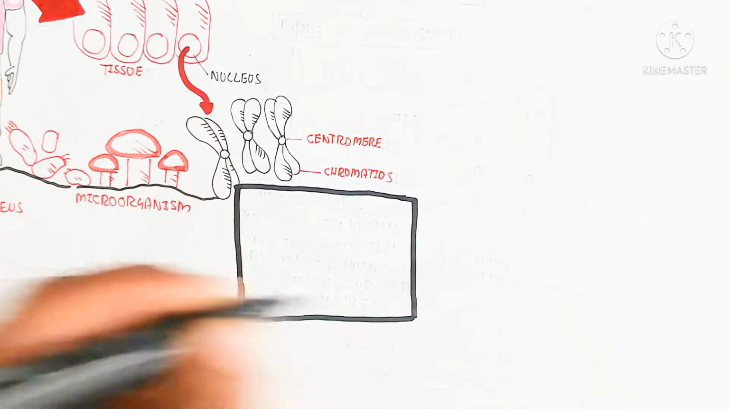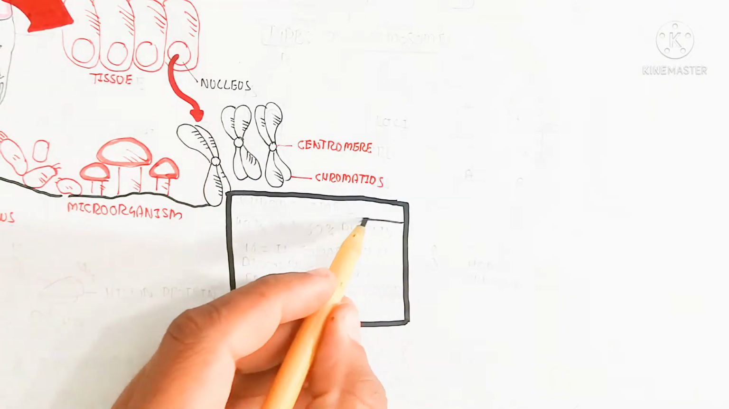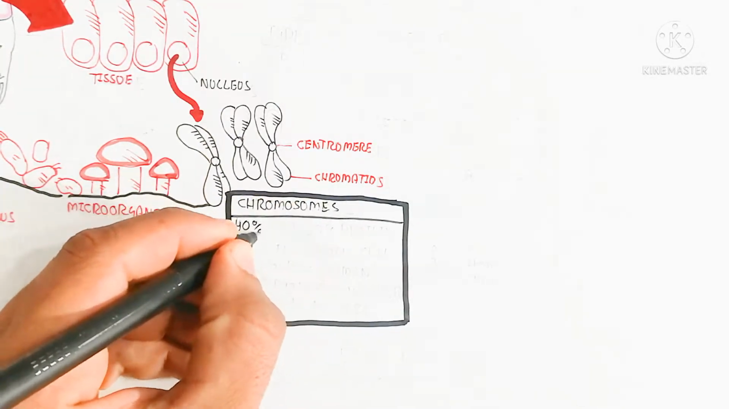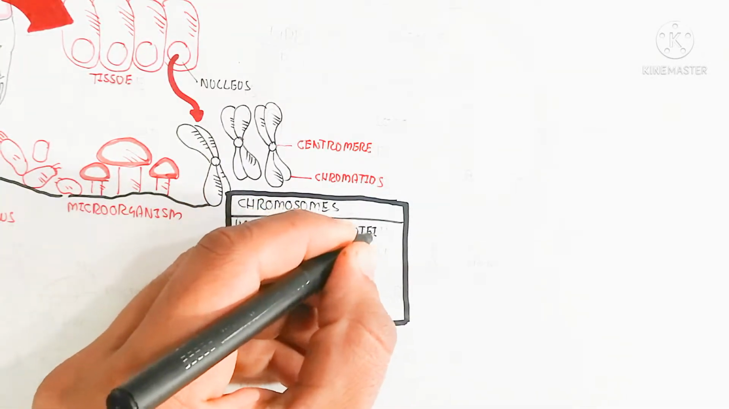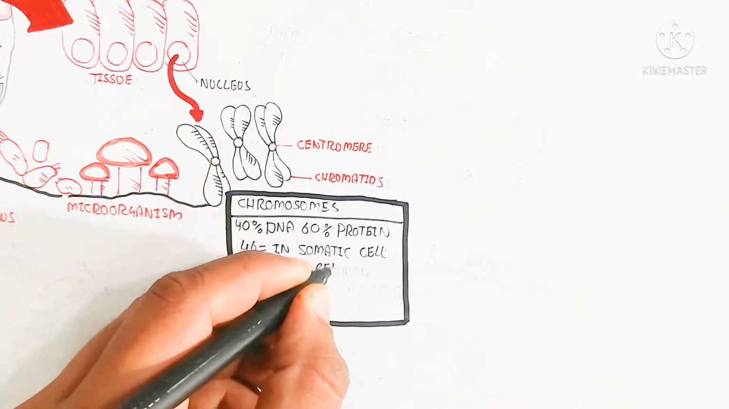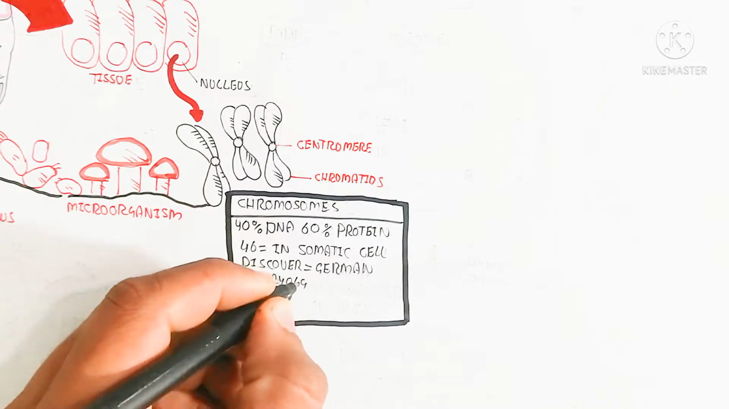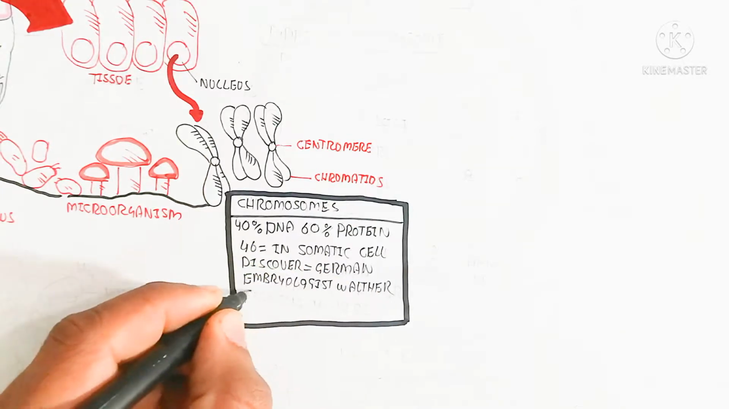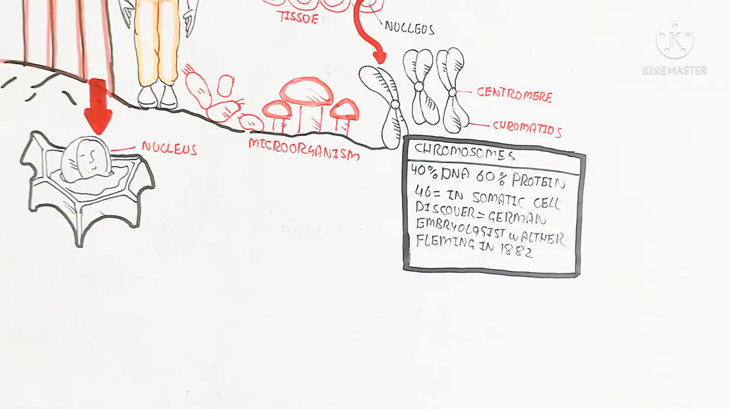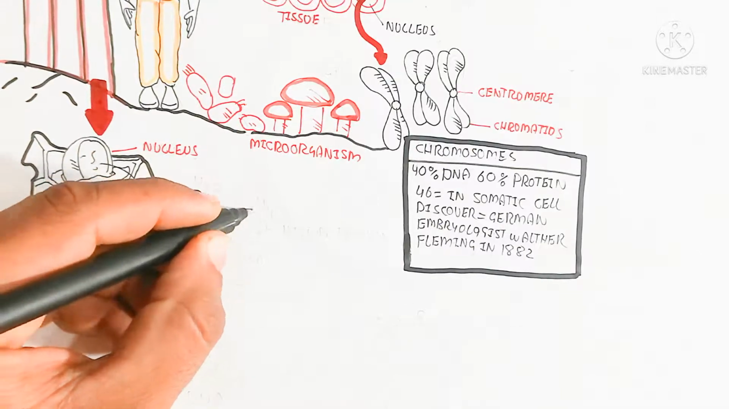This chromosome is made up of chromatin material, and this is attached with the centromere, and it is in the form of a pair, where half comes from the mother and half comes from the father. So the chromosome contains basically 40% DNA and 60% protein. There are 46 in the somatic cell, discovered by German embryologist Walter Flemming in 1882.